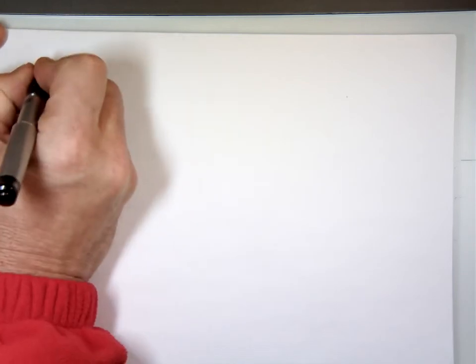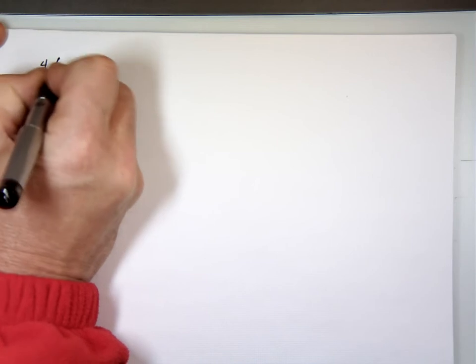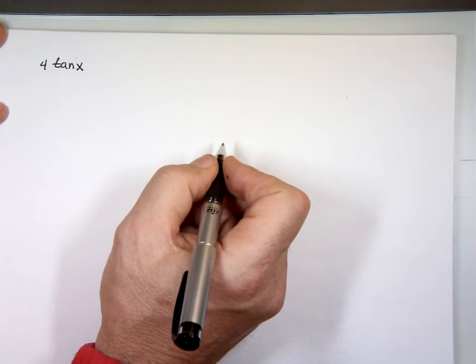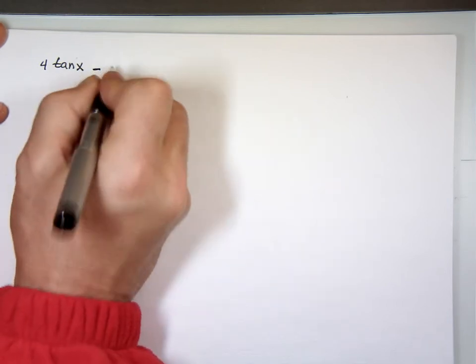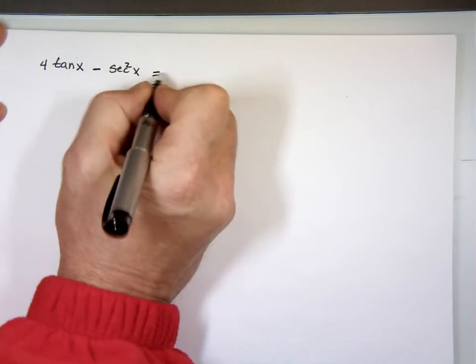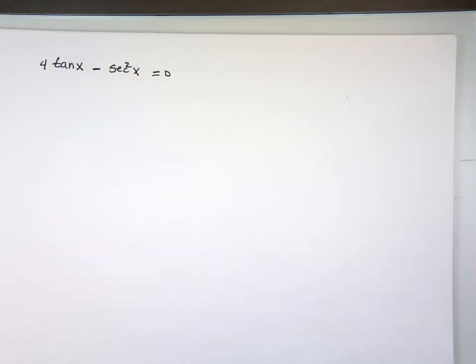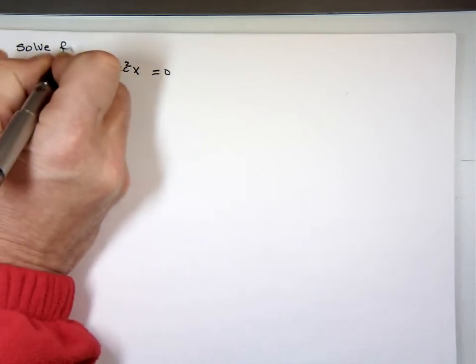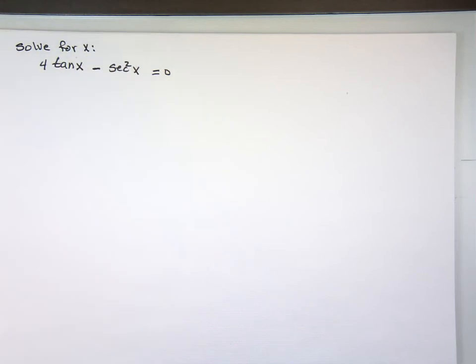Both examples so far I did is sine, so let me switch them. Let me maybe do tangent, secant, 4 tangent x minus secant squared x equals to 0. And for some reason, every problem I wrote today, I forgot to write solve. So I have to go back and write solve for x. I'm excited about the problem. I forgot to write solve for x.